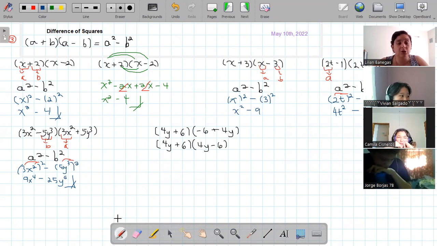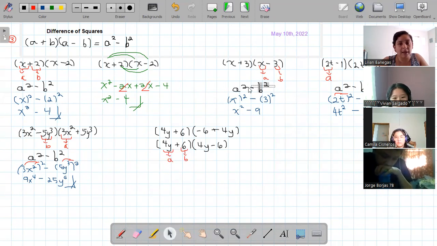So what formula should I use? Or should I use FOIL? Formula 3. Formula 3, very good. So let's identify A and B. What is A? 4y, and it doesn't matter from what parenthesis you identify it. What is B? 6. And also, it doesn't matter from what parenthesis you identify it. And I'm going to use the formula that I have been using because we said it is formula 3.